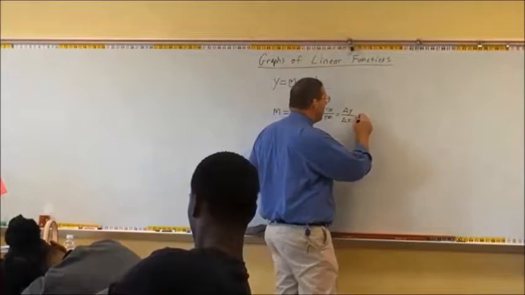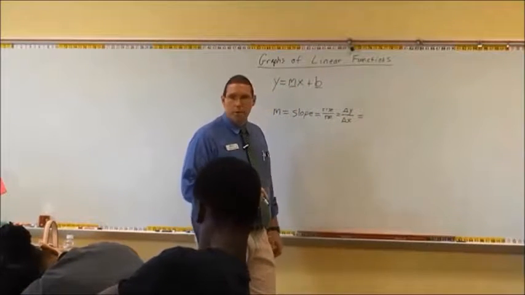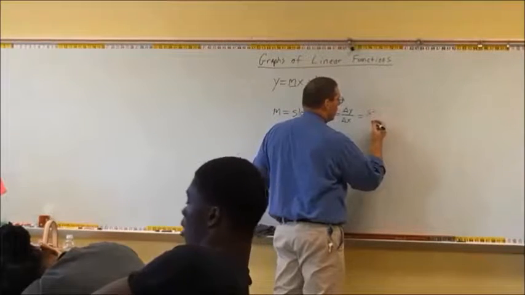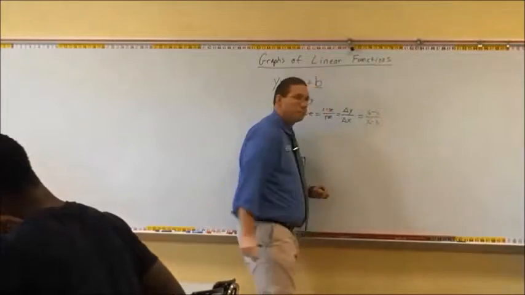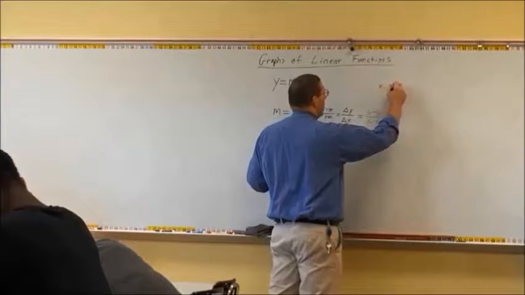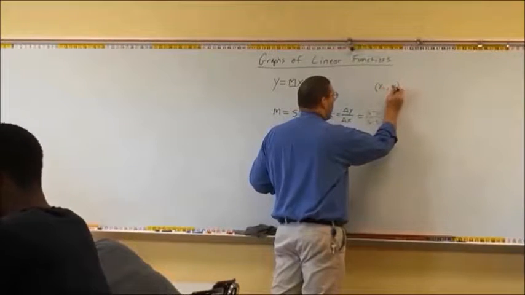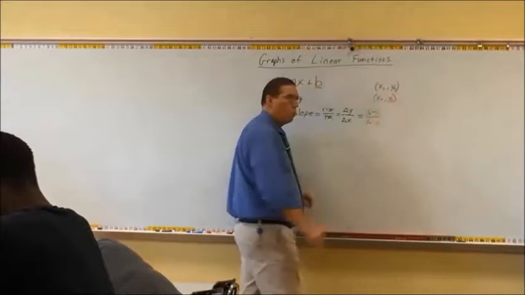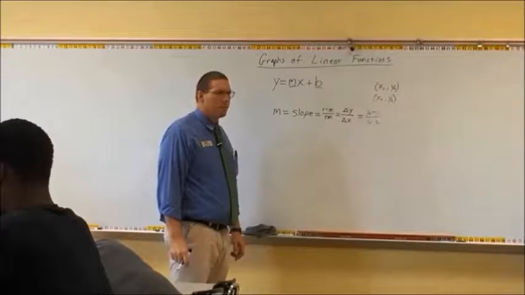And the way we calculate the slope, the way we calculate change in y over change in x, is y2 minus y1 over x2 minus x1, where x1 comma y1 is a coordinate and x2 comma y2 is another coordinate. Okay? Does this sound familiar? You guys remember this? Okay, good.